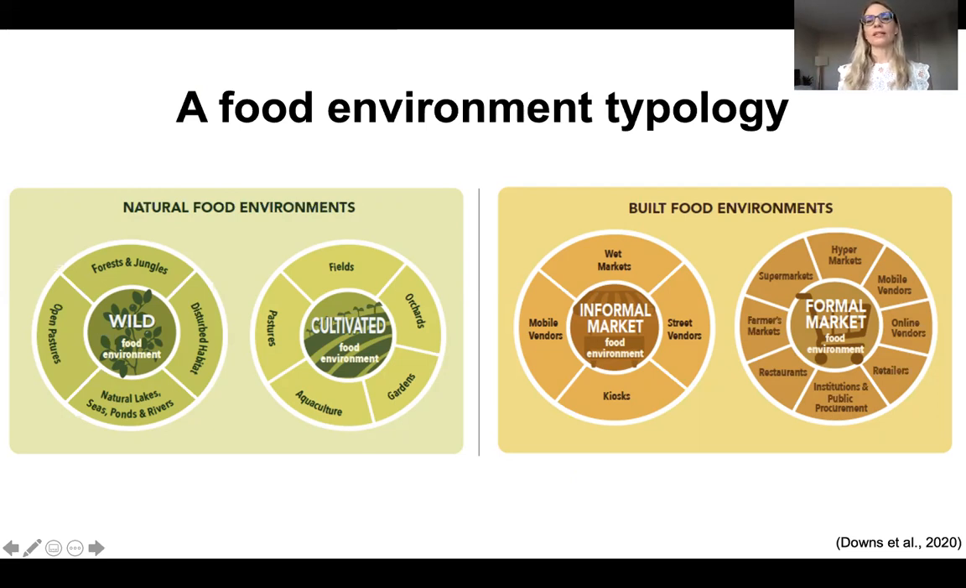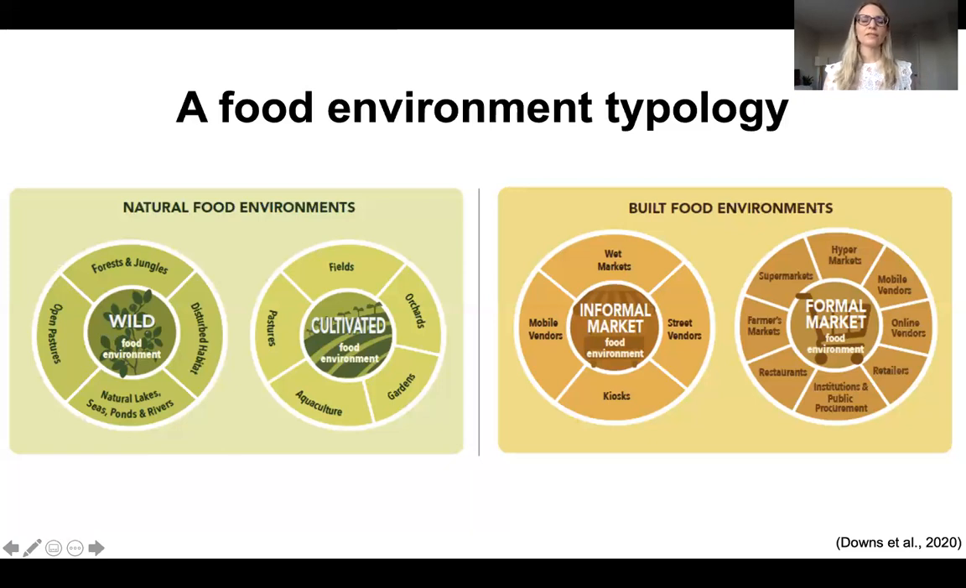And this really relates to a lot of the work that has been done, particularly in high-income countries, related to the formal built environment or the formal market food environment, but also the informal market. So for the formal market, we have things like hypermarkets, retailers, restaurants, farmers markets. But then within the informal market, we have things like wet markets, a lot of street vendors, mobile vendors, and kiosks or boutiques, which you often see sometimes in rural villages in Africa or Asia, as an example.